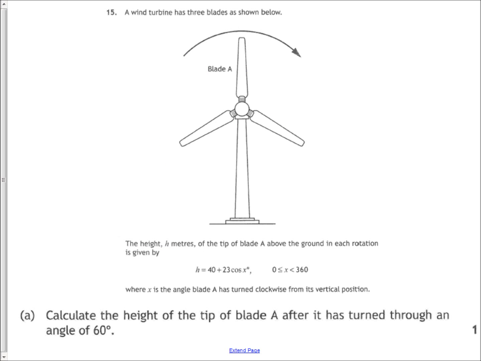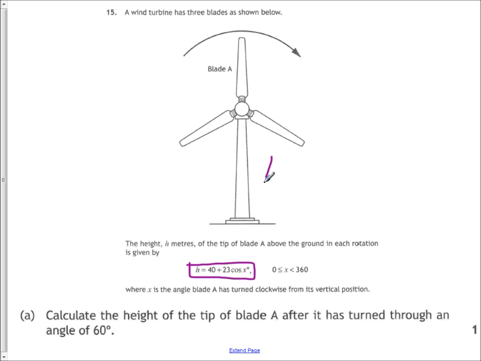Question 15, a lot of people didn't like it, and I think it's just because of the context and the story that's behind the question more than anything else. All you really need to focus on once you've read the story is that you have a tip. The tip of the blade follows this equation. And you're told that h is the height of the blade above the ground, and that x is the angle as the blade turns clockwise from its vertical position. Find the height of the tip of the blade after it's turned through an angle of 60 degrees.